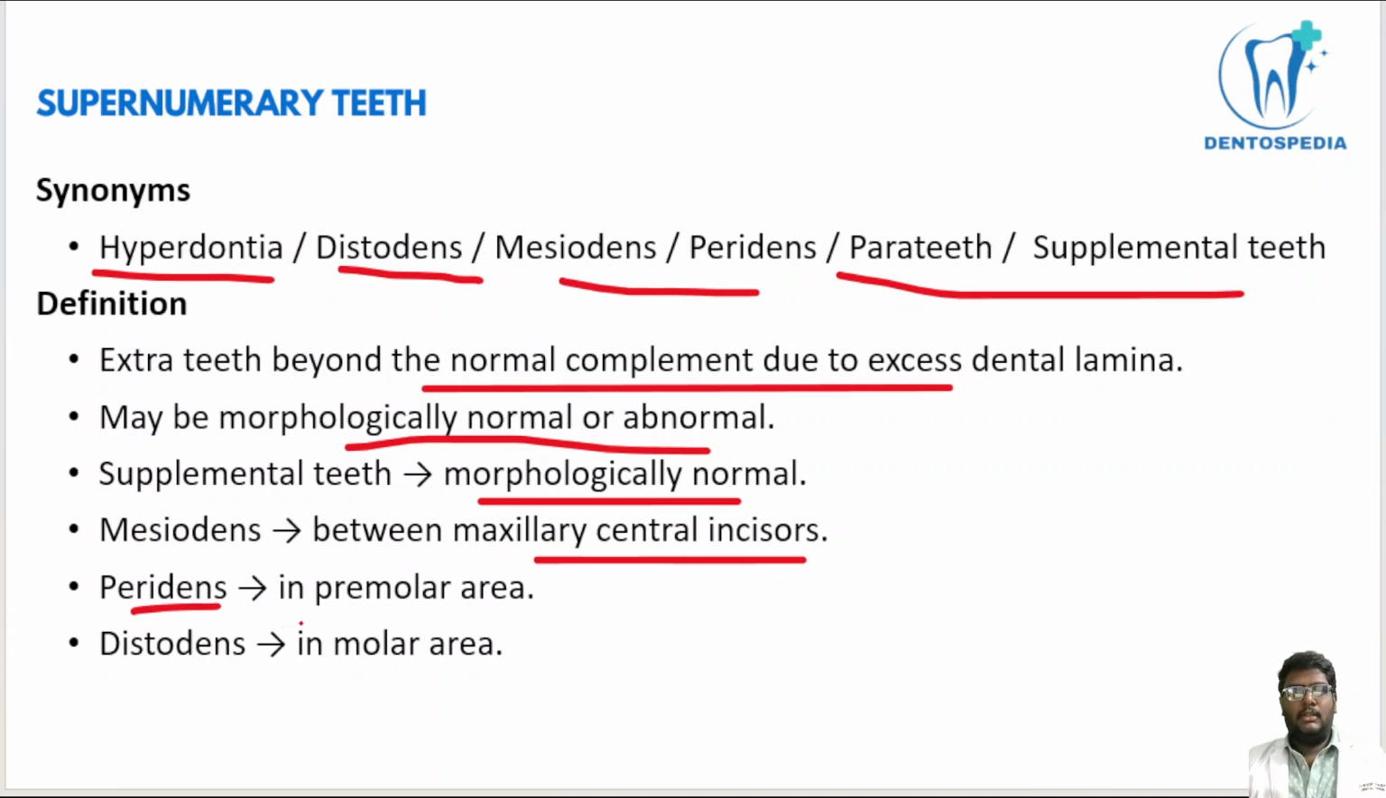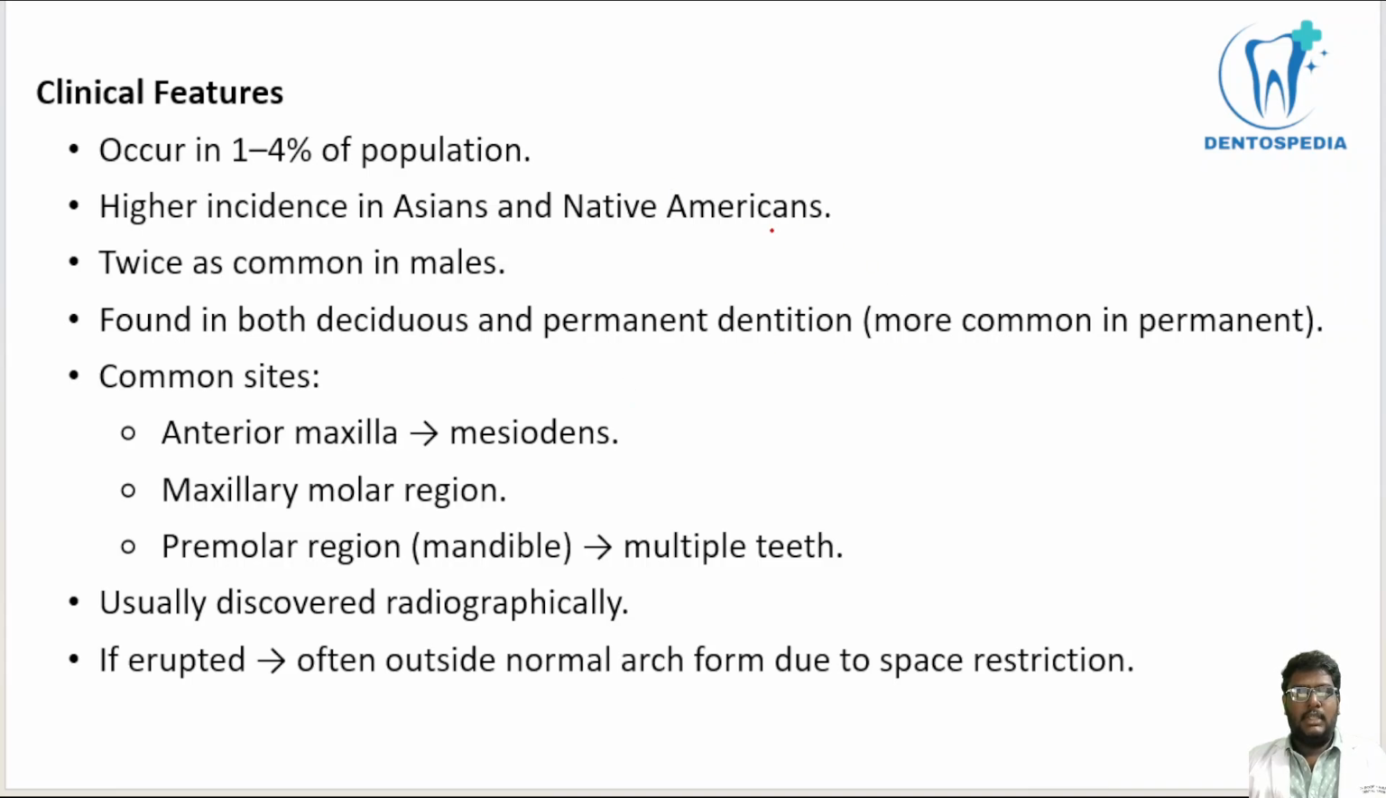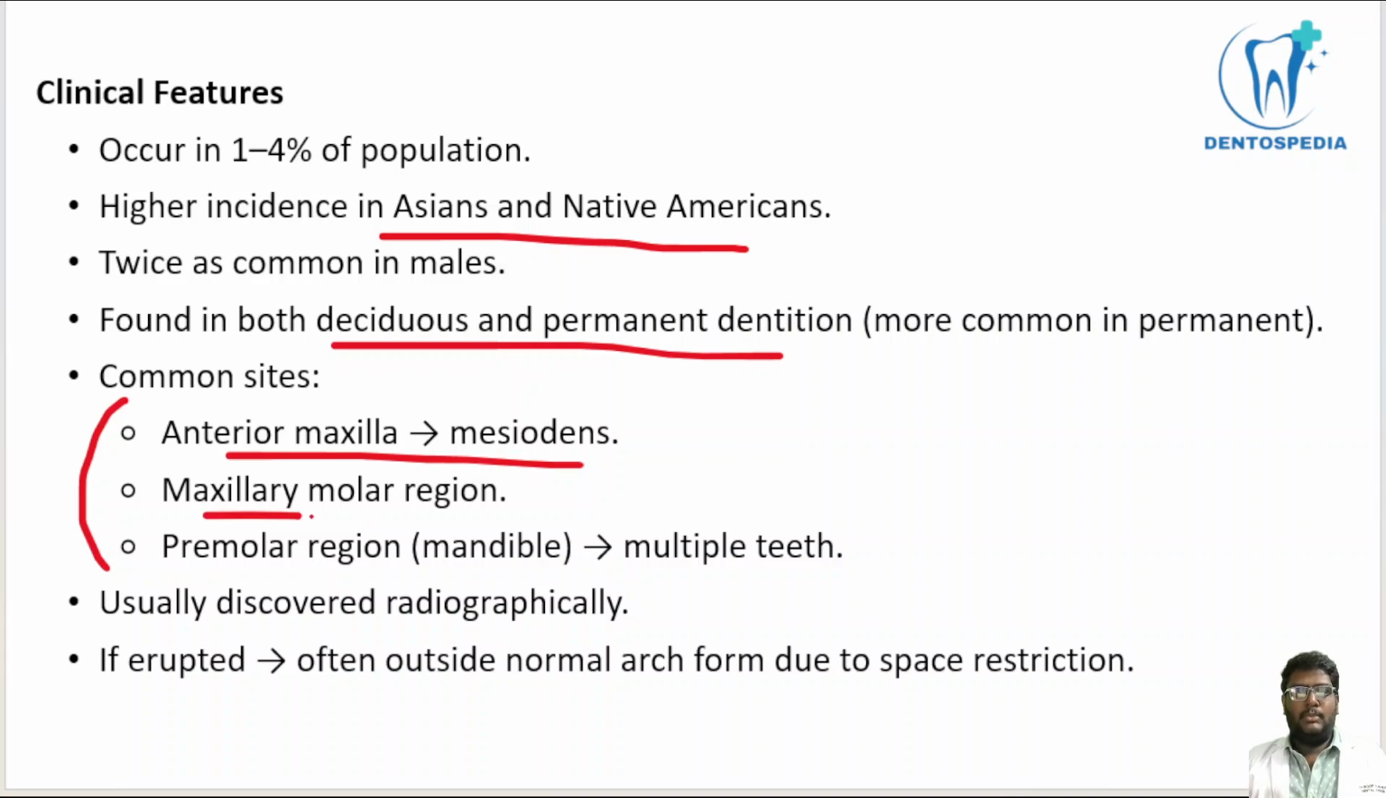Mesiodens is a supernumerary tooth that is present in between the maxillary central incisors, and paramolar is a supernumerary tooth present in the premolar area, and distomolar is related to the third molar region. It is present distal to the third molars. Coming to the clinical features, it mainly affects Asians and Native Americans, and it can affect both primary and permanent dentition. These are the common sites: anterior maxilla for mesiodens, and also the maxillary molar region and premolar region.